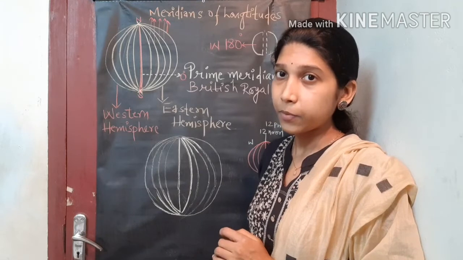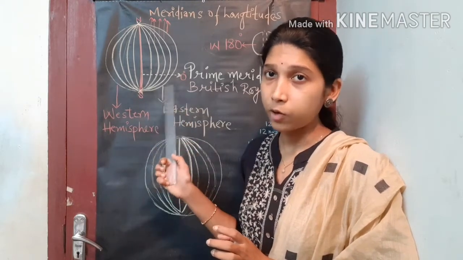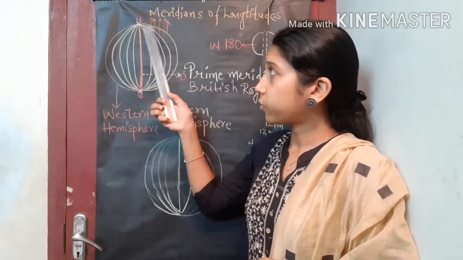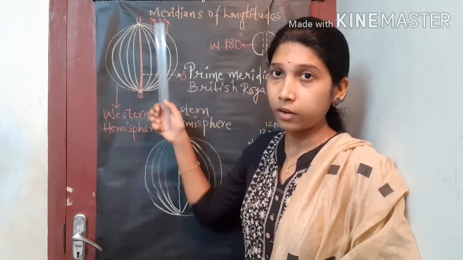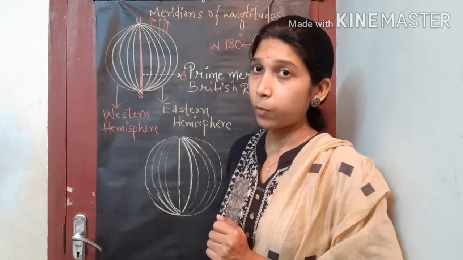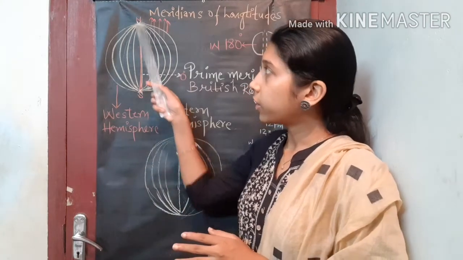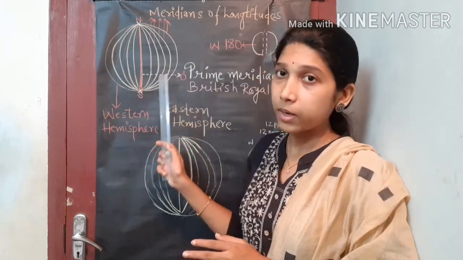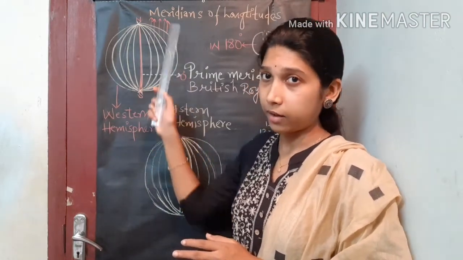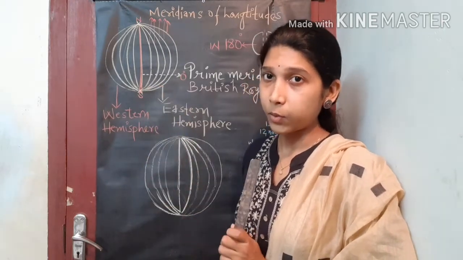Do you want to know more? There are so many longitudes, so many meridians of longitudes, so it is very difficult to know from where they will count. And each of these meridians has equal length.